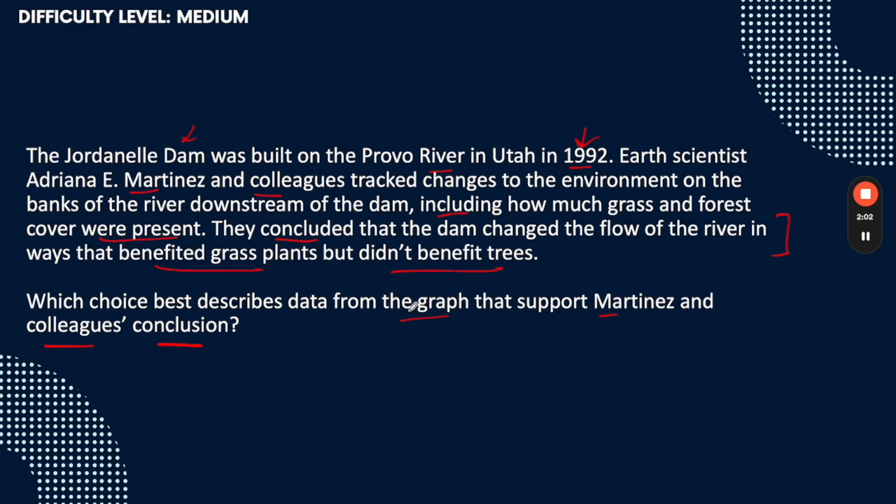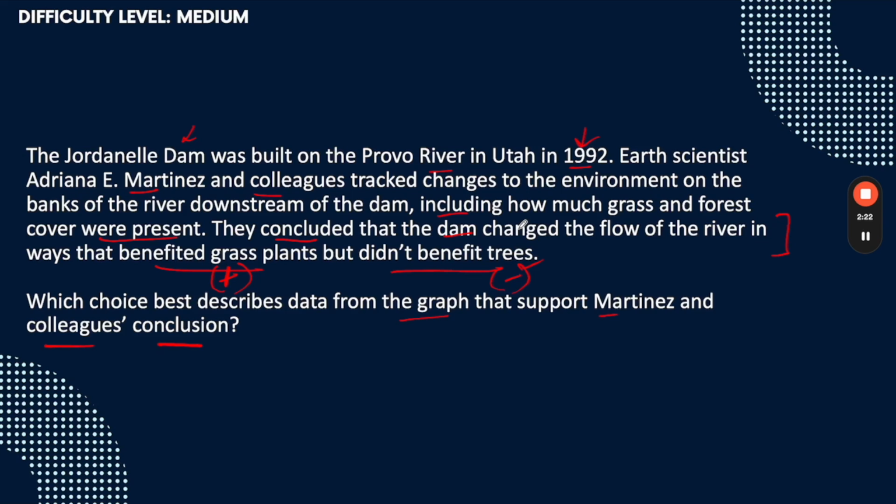This change was good for grass plants, but this was not so great for trees. Right? So because of the dam, something good, something positive happened to grass plants and something negative for the trees. This is what we need to support. Now with this understanding, we have to understand what it is that I need in my correct option.